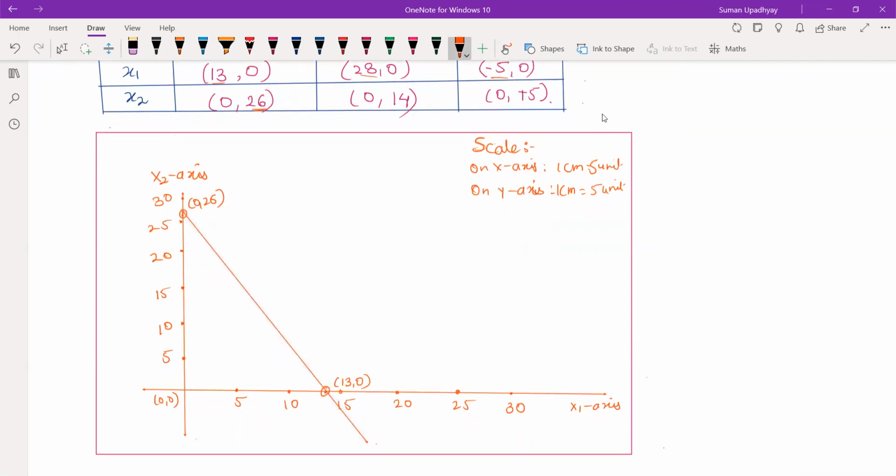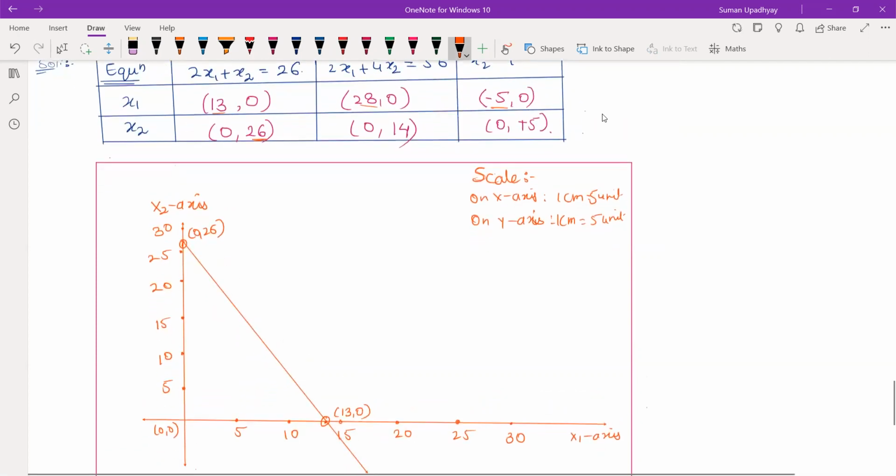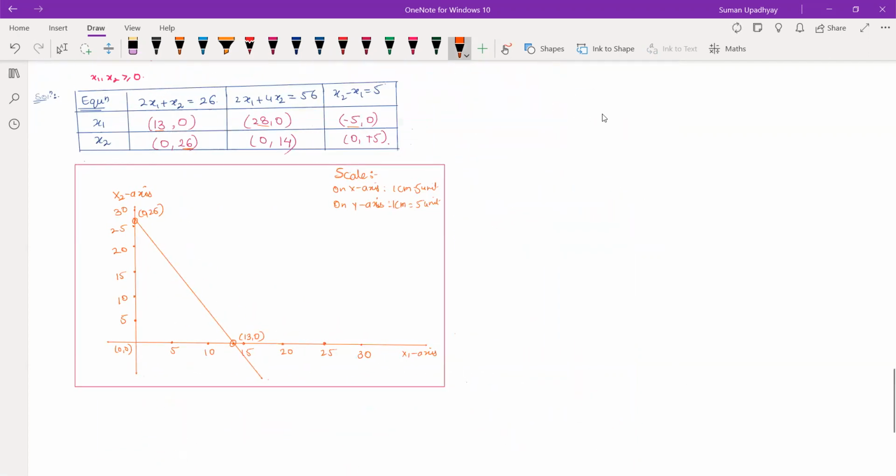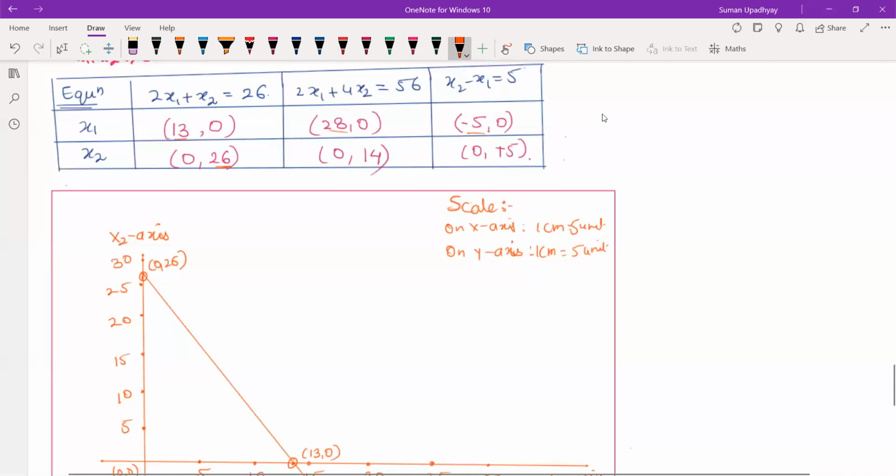And you have to write down the equation also. The equation is 2x1 plus x2 is equal to 26. This is the first equation. Now next.